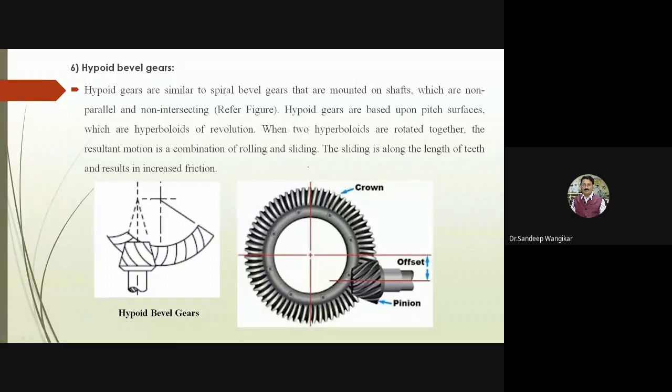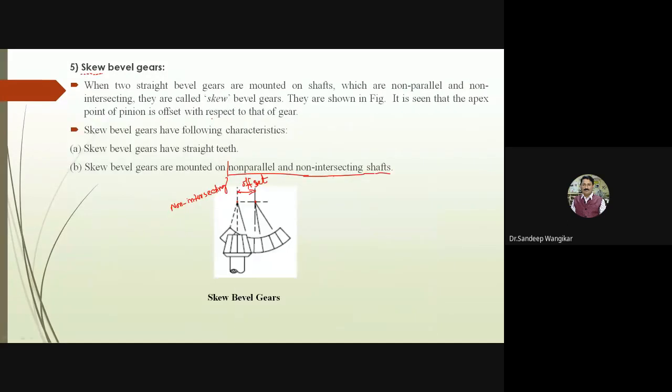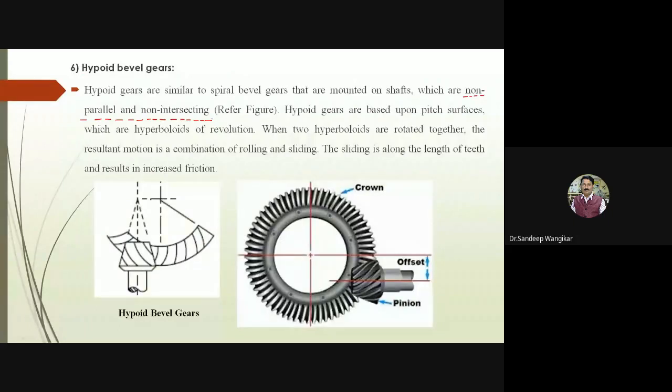They are mounted on shafts which are non-parallel and non-intersecting. So the skew also are non-parallel, non-intersecting. Hypoid also non-parallel, non-intersecting. Then what is the difference between the skew and hypoid? Skew are nothing but straight bevel gears, and hypoid are nothing but spiral. So if you refer, this is straight bevel gear and hypoid is spiral bevel gear. This is just the difference between these two.